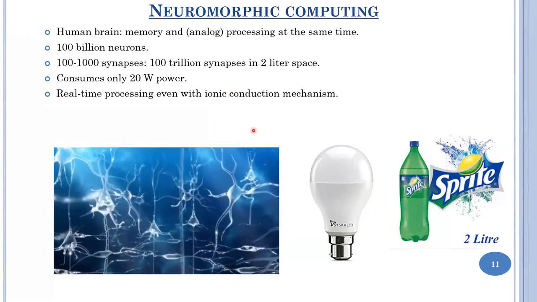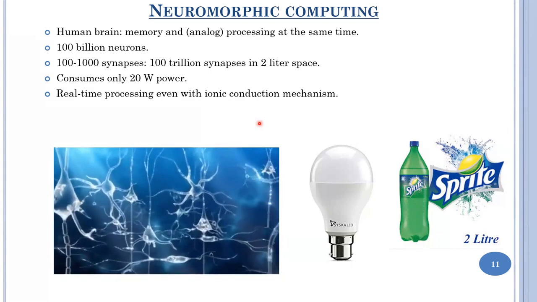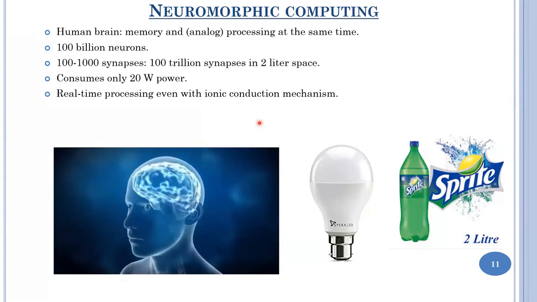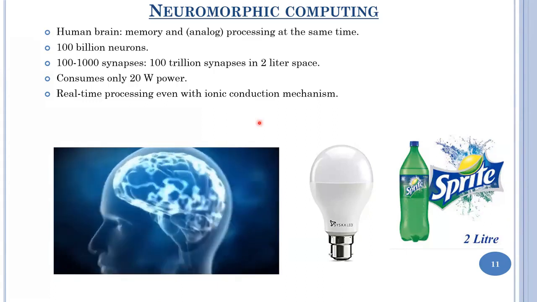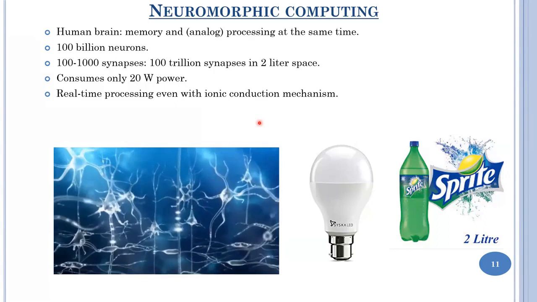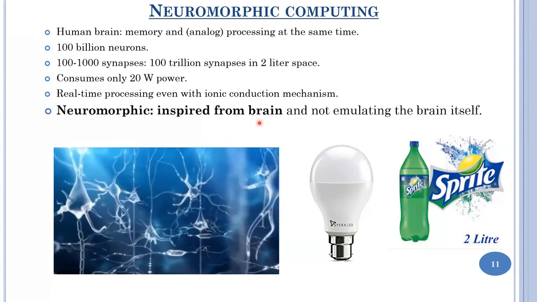However, these ions, as you may know, only travel via a process which is called diffusion. So the diffusion mechanism is way slower as compared to your drift mechanism or even relaxation-based mechanism. So even with that kind of slow mechanism based on ions, your brain is able to process everything in real time and with such a great efficiency.